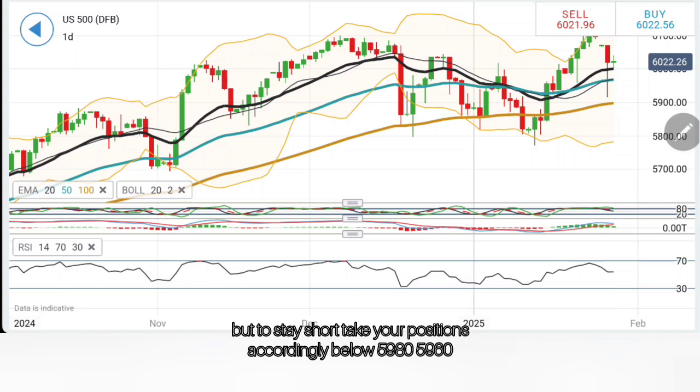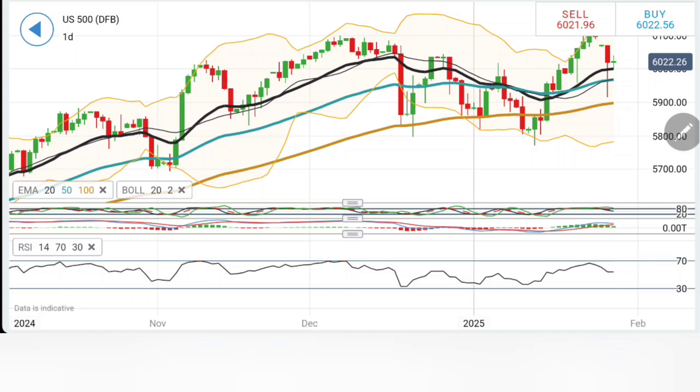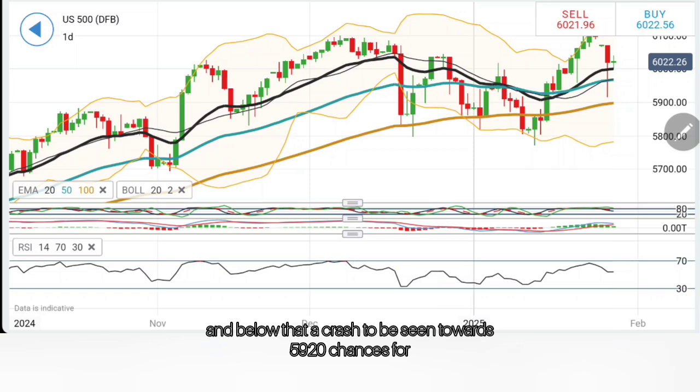Take your positions accordingly. Below 5980, 5960 should be there, and below that a crash to be seen towards 5920, chances of which appear to be less. Now let's have a look at Nasdaq.